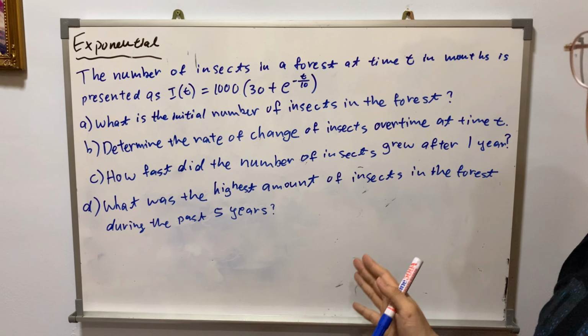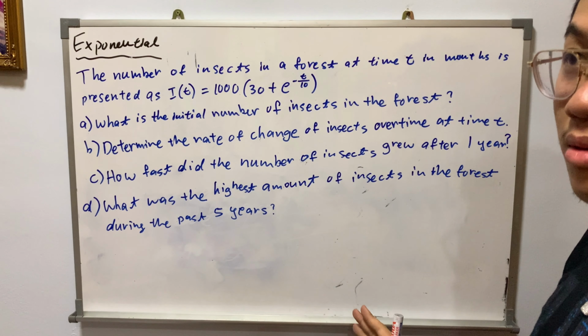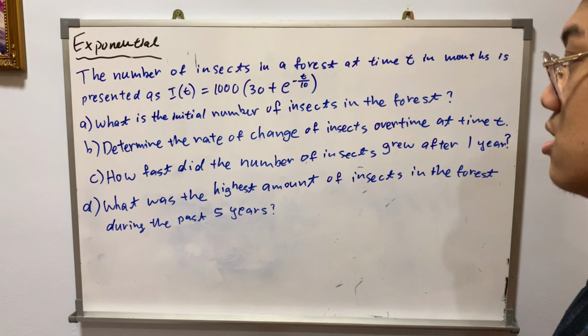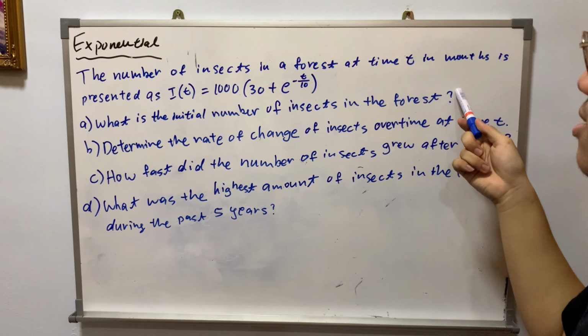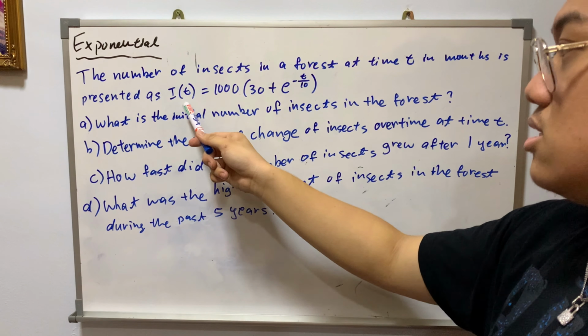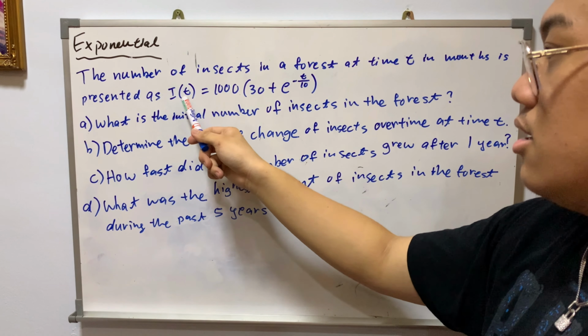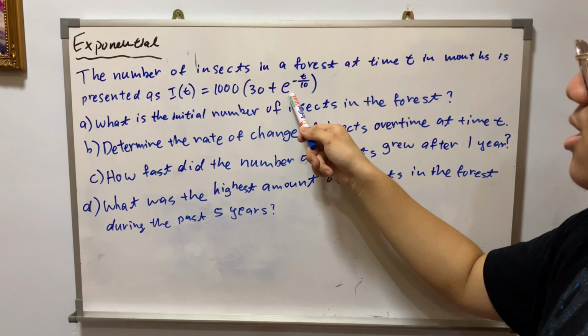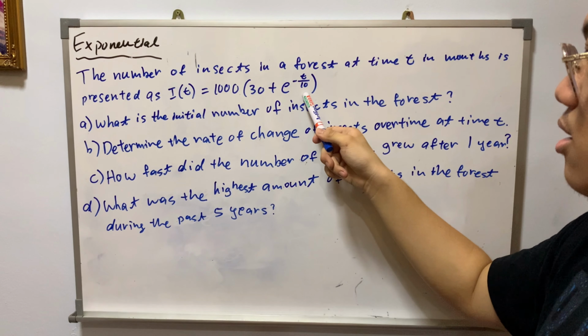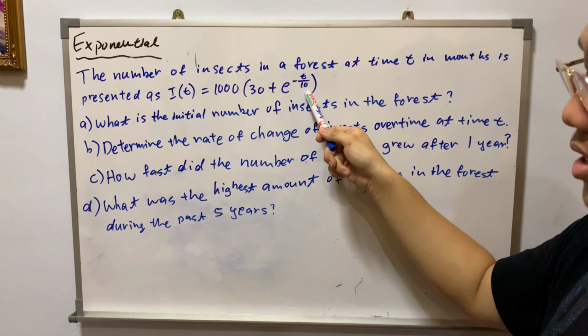So now let me introduce you to the second word problem, which is a bit more challenging. The question says, the number of insects in a forest at a time t in months is presented as this equation, which is I of t equals 1000 bracket 30 plus e to the power of negative t over 10.